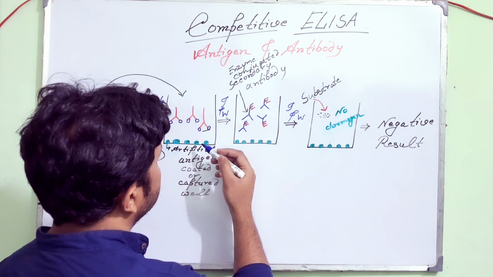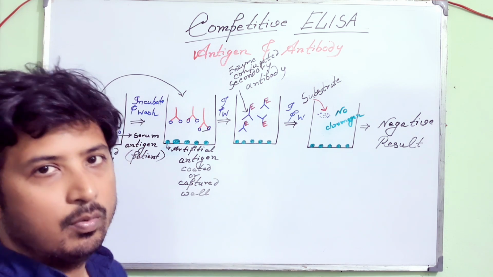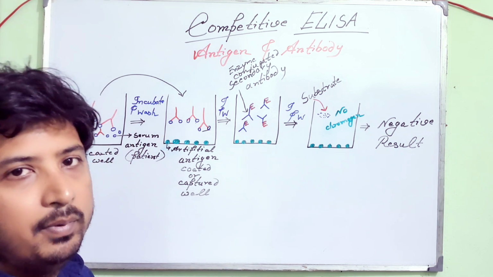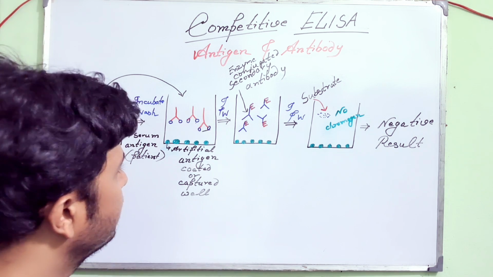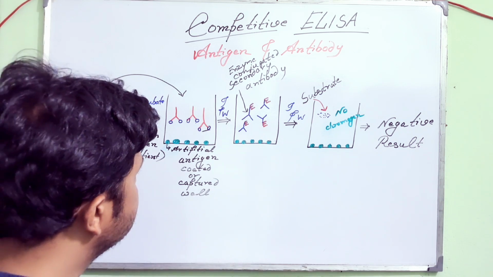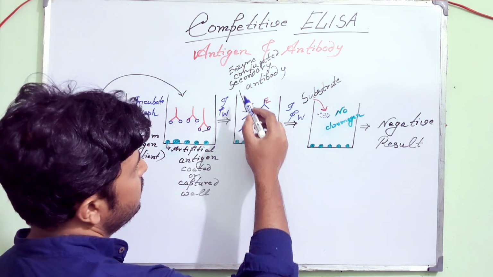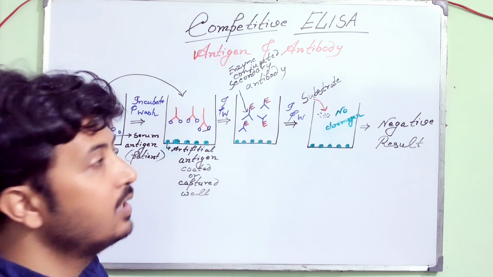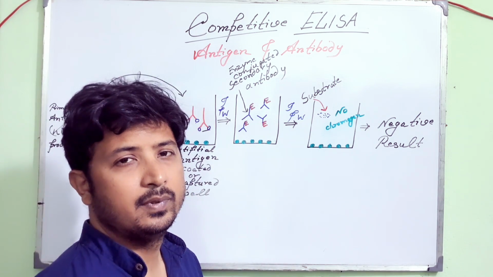So what will happen? The unbound antigen-antibody complex, or the antibody, will be washed off from the well. Now what is the next step? The next step is to add the enzyme-conjugated secondary antibody.